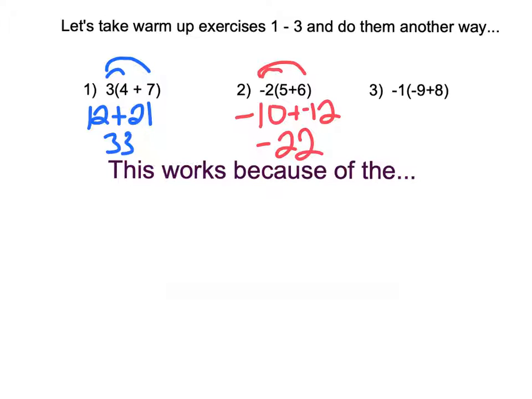Finally, number 3. Instead of adding these together, I'm going to take the number outside of the parentheses, which is being multiplied to it, and I'm going to multiply each term inside the parentheses by it. So negative 1 times a negative 9 is a positive 9 plus a negative 8. And when you simplify that, you get a 1. Again, that's what we got in the first case. And this all works because of the distributive property.